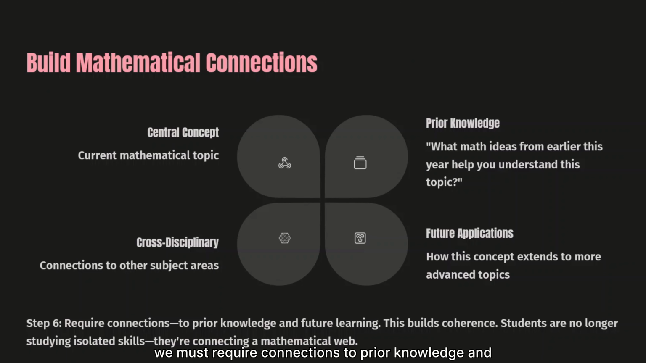In this process, we must require connections to prior knowledge and future learning. Sample prompts can include, what math ideas from earlier this year help you understand this topic? What do you think this concept prepares you for next? You can have them use AI to generate an example of how this concept is used in a job or industry. Analyze it for accuracy. This is going to build coherence. Students are no longer studying isolated skills, they're connecting a mathematical web.